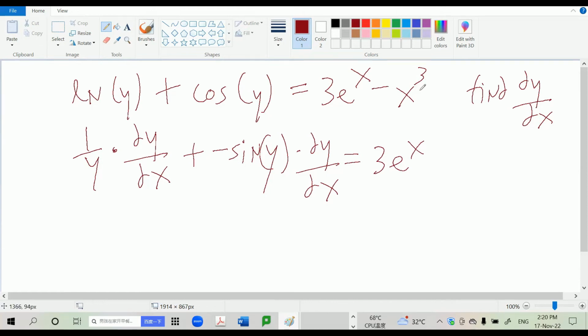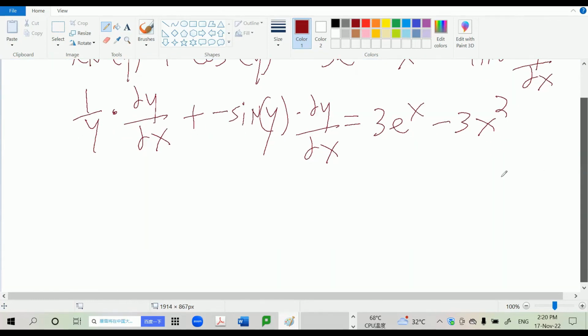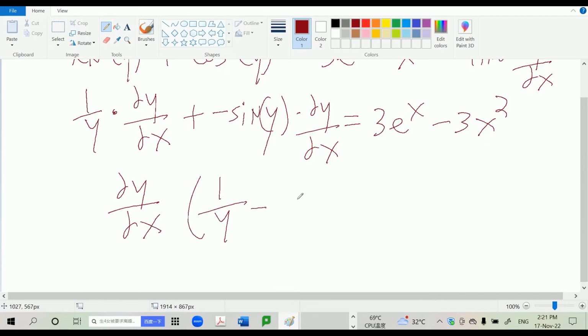This part here is a power rule, so bring the 3 down, and then that would be to the power of 1 less, which is 2. So that would be simply minus 3x to the power of 2, okay? So far, so good. This equation is looking not so bad. I need to isolate dy over dx by itself, so I'm going to factor dy over dx out. That would be like this, and then I will have this left over, 1 over y minus sine of y, okay? And that's still all equal to this stuff on the right side.